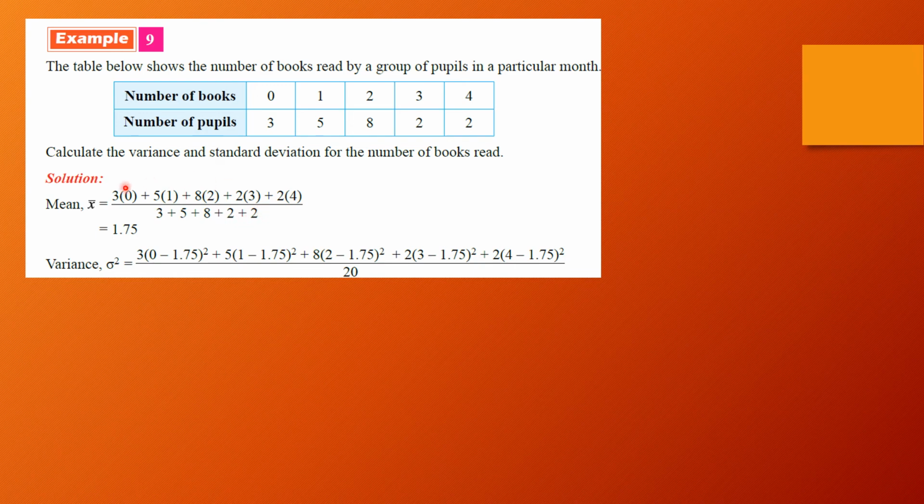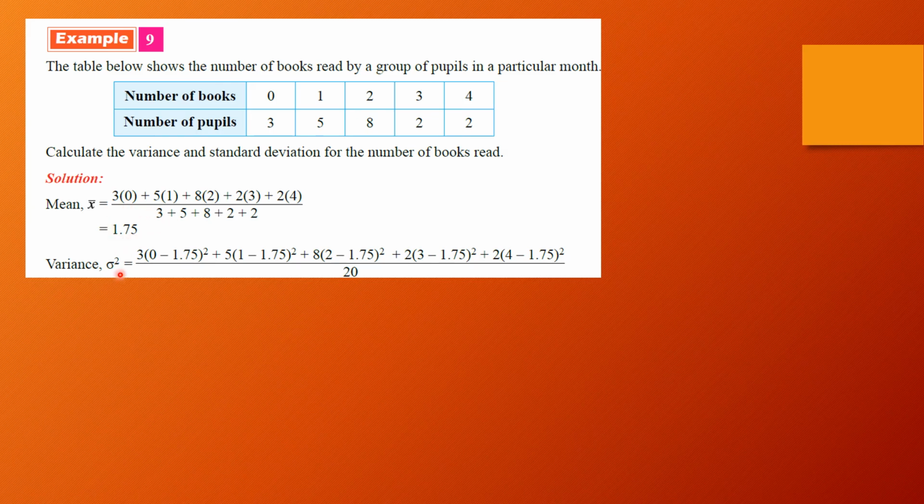So first we calculate the mean. How to calculate a mean for the table? We take 3 times 0 plus 5 times 1 plus 8 times 2 plus 2 times 3 plus 2 times 4. Then divided by number of pupils. Number of pupils, that's frequency, that means 3 plus 5 plus 8 plus 2 plus 2. So that's 20 pupils. So the mean you get 1.75.